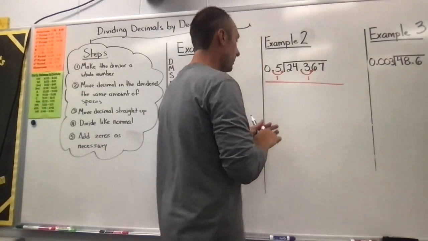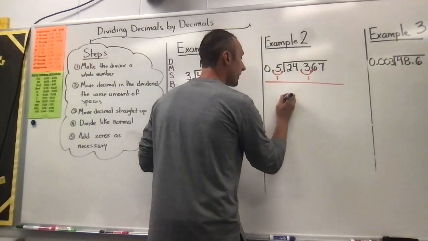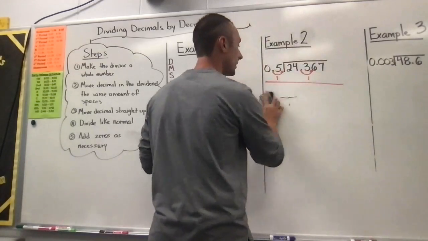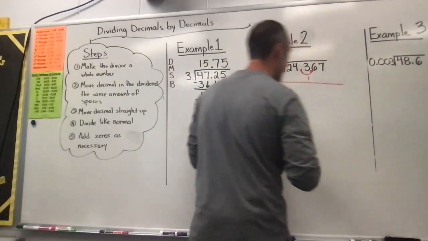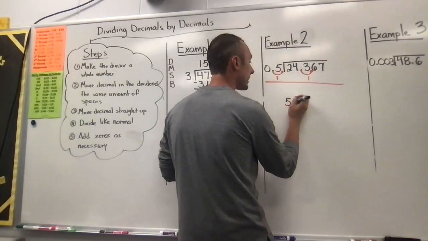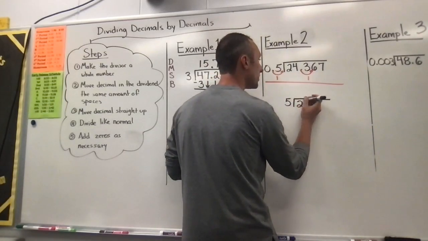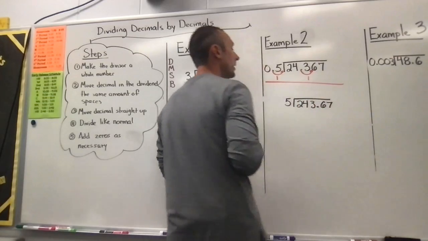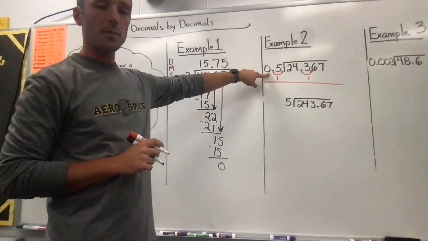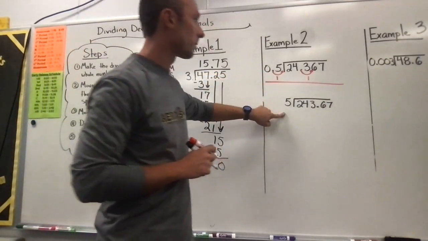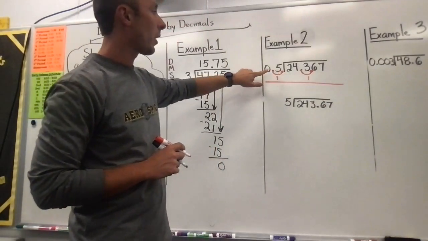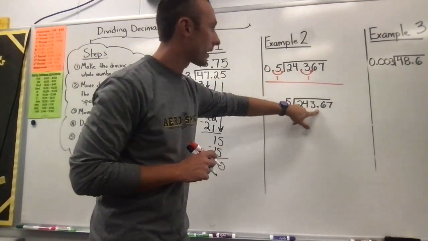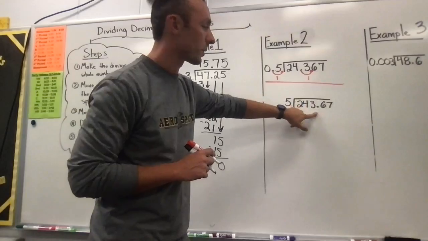So I am going to rewrite this, and it will be the same as 5 into 243.67. So you notice when I rewrite it, I dropped the decimal in my divisor. I don't want that there. I want it to be a whole number. And however many times I move it in my divisor, I'm going to do the same thing in my dividend. And I'm going to rewrite it there. So now it's between the 3 and the 6.